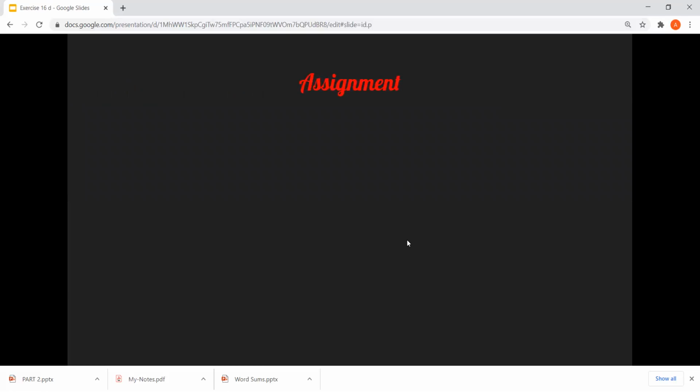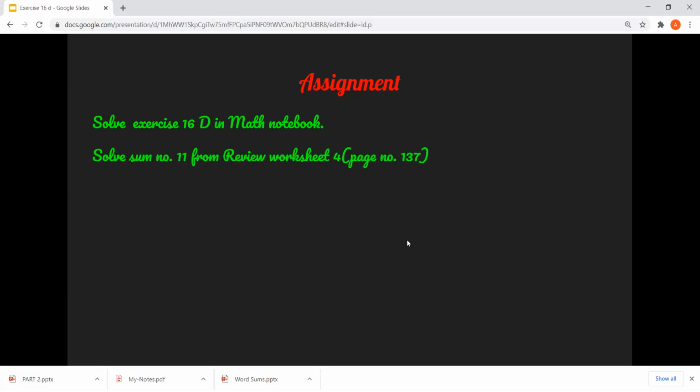Now is the time for the assignment. The assignment is to solve exercise 16D. We have conducted a few sums of exercise 16D, but you have to complete the exercise 16D. Do it in your maths notebook. And the next work is to solve sum number 11 from the review worksheet 4. That is on page number 137. This sum number 11 is also of division in the measurement. So you can do it.